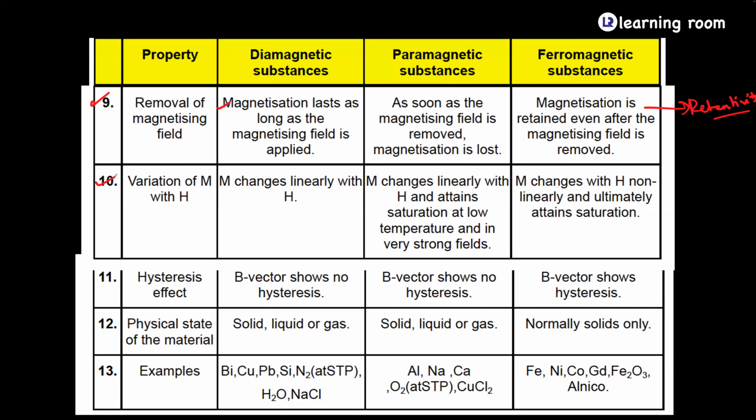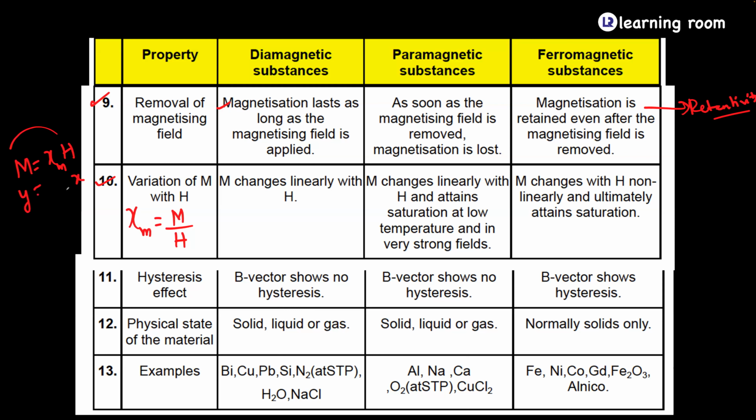Next, the next question is variation of M with H. What is the parameter which is the ratio of M and H? Susceptibility. So chi M is equal to M divided by H, magnetic susceptibility. So can I write this as M is equal to chi M into H? So M is directly proportional to H. Makes sense? Generally M is magnetization, the output, and H is the input. Always remember, whenever you're plotting a graph, the output should be taken on the y-axis and the input on the x-axis.